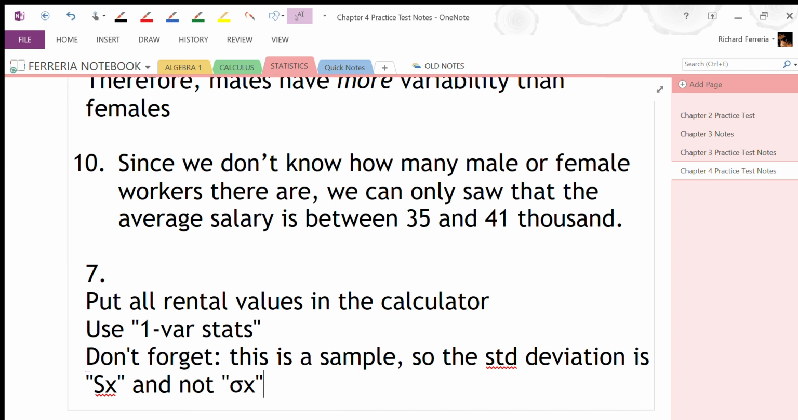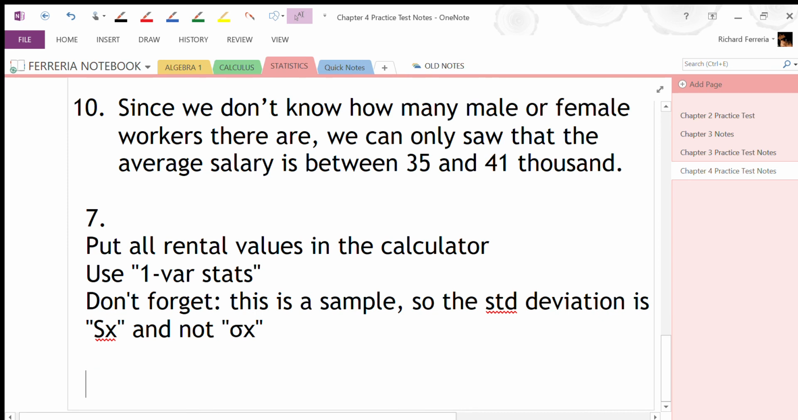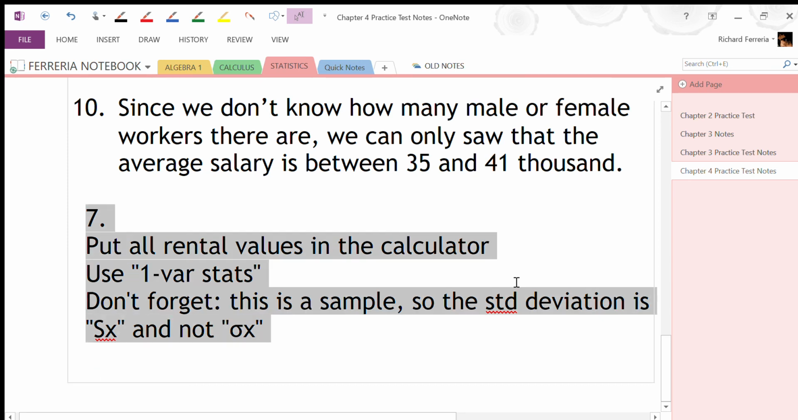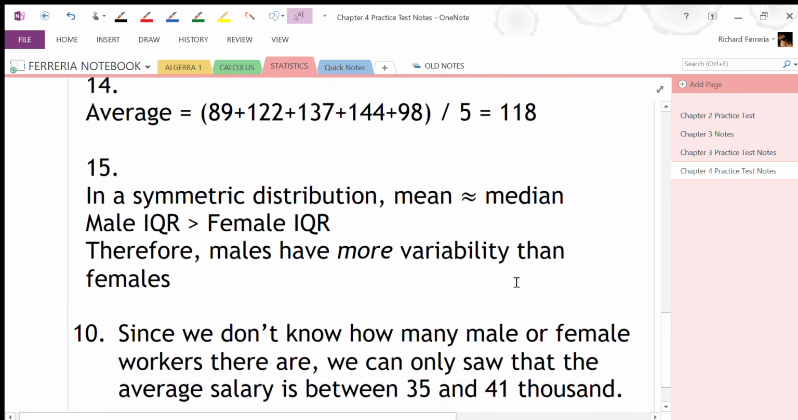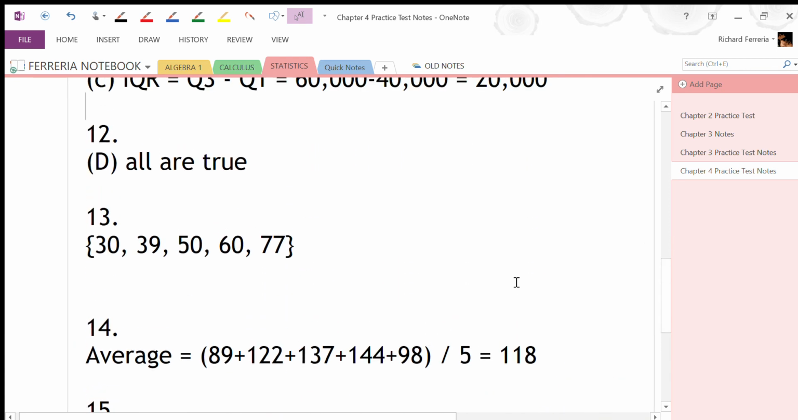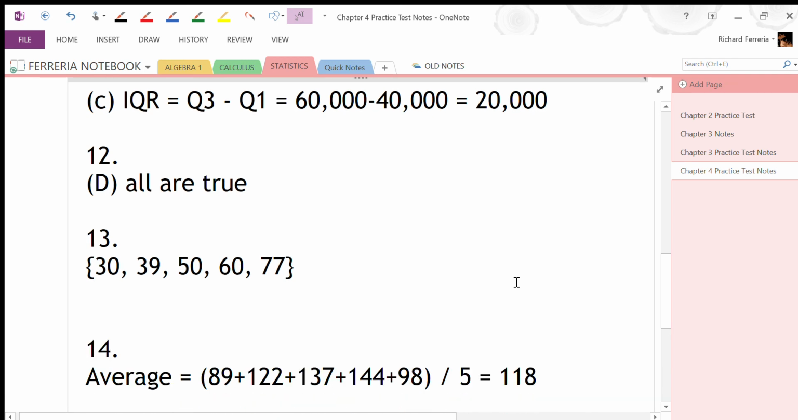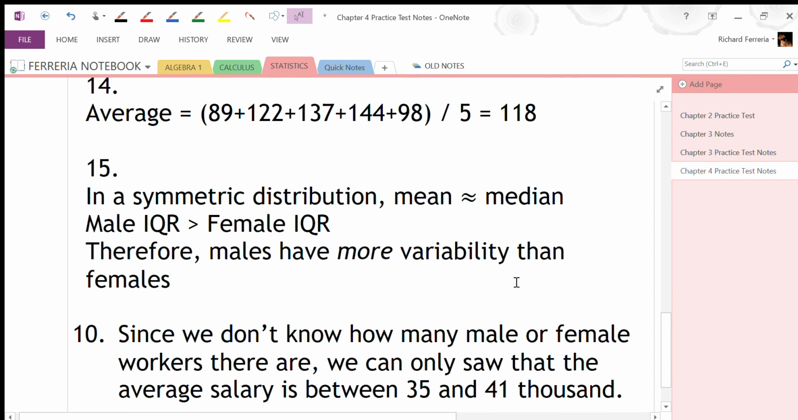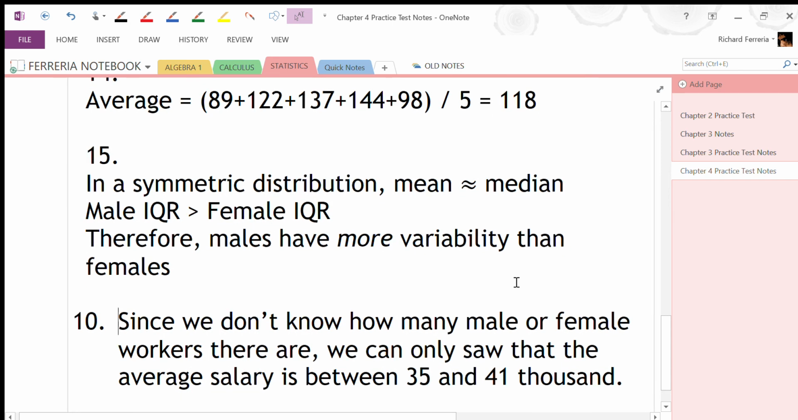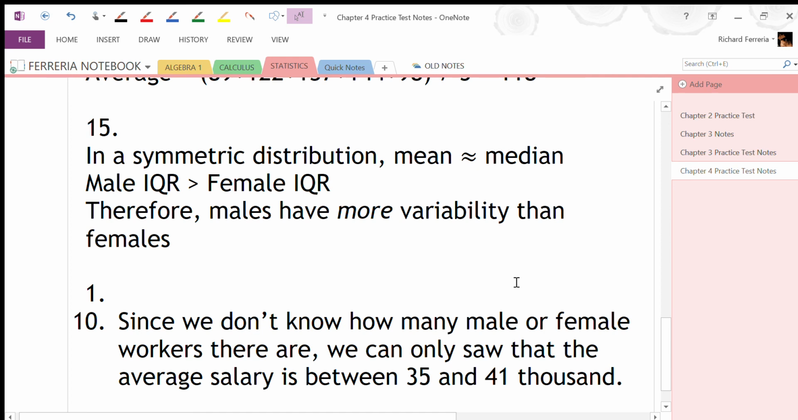Anything else you want to go over? Let's look at 1 then. All right, so 1, we have more frequencies divided by where the median is, and there are 100 students. So 100 students divided by 2 is equal to 50.